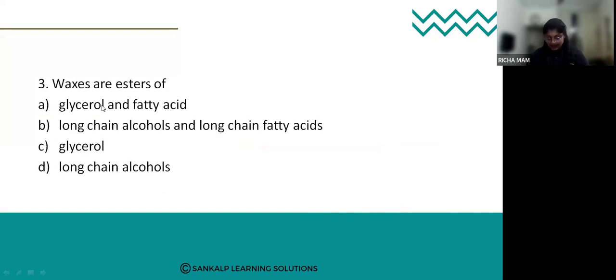Waxes are esters of: A. Glycerol and fatty acid. B. Long chain alcohols and long chain fatty acids. C. Glycerol. D. Long chain alcohol. So, what are these waxes?